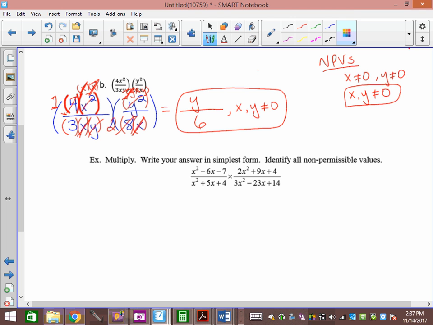Eight divided by 4 is 2. 4 divided by 4 is 1. Y times 1 doesn't equal y squared. Y times 1 is just y. Eight divided by 4 is 2. 4 divided by 4 is 1.